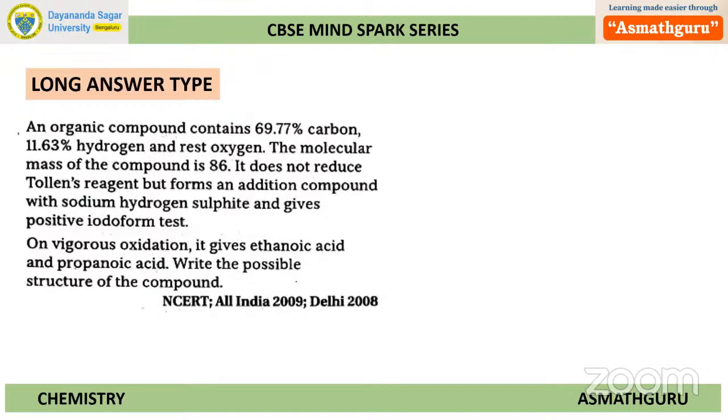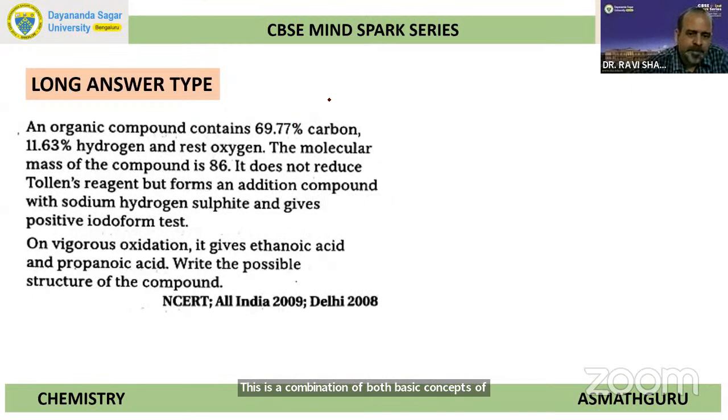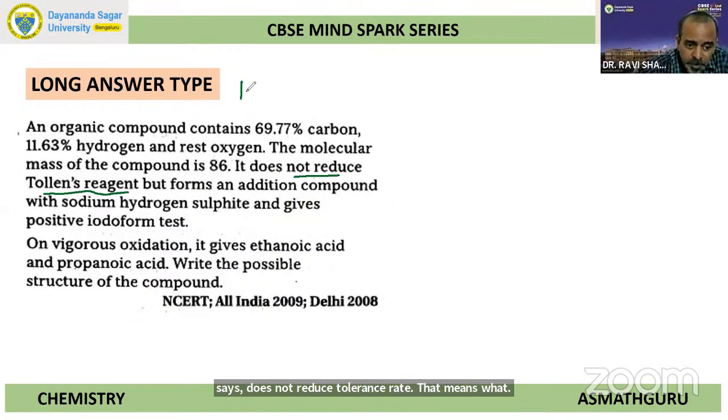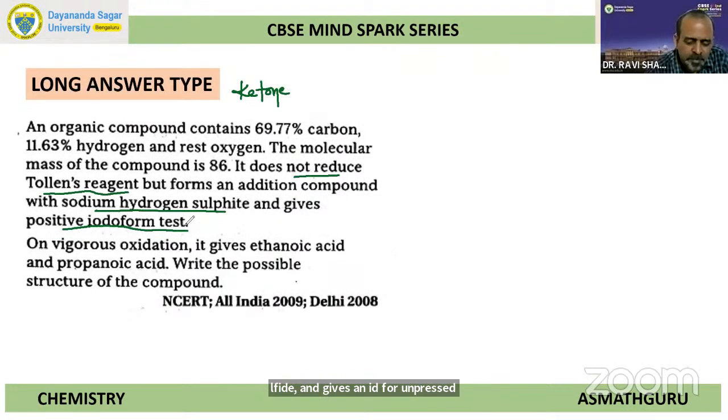What is the answer? This is a combination of both basic concepts of chemistry as well as your aldehydes. He says it does not reduce Tollens reagent. That means what? Ketones. So it has to be a ketone. But it forms an addition compound with sodium hydrogen sulfite and gives an iodoform test. What may be the compound?